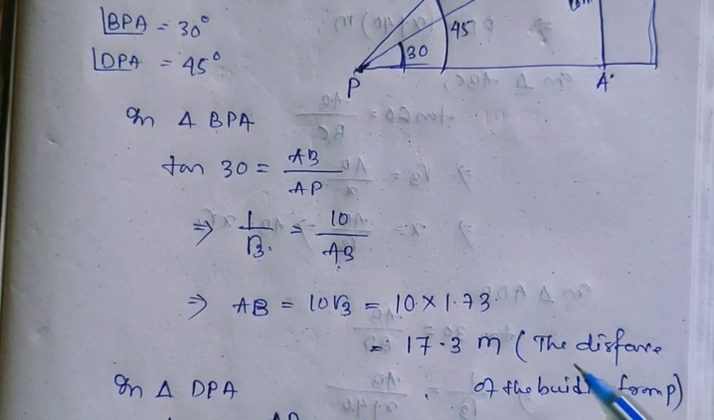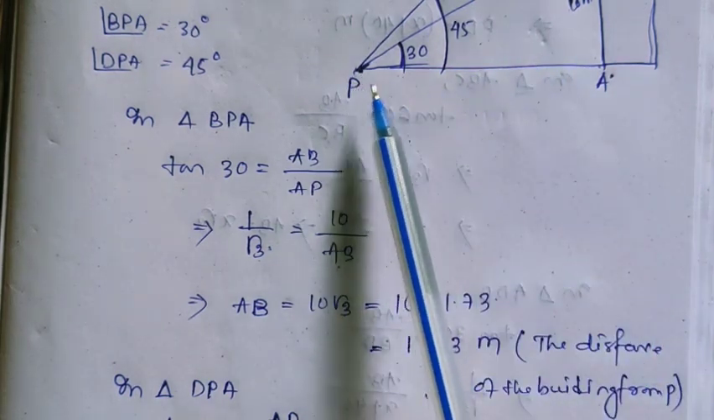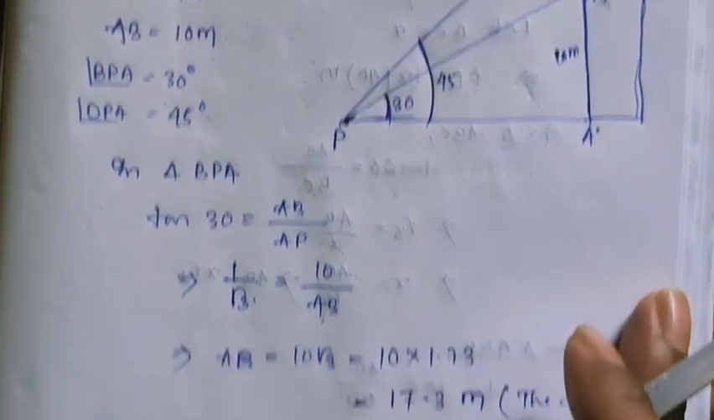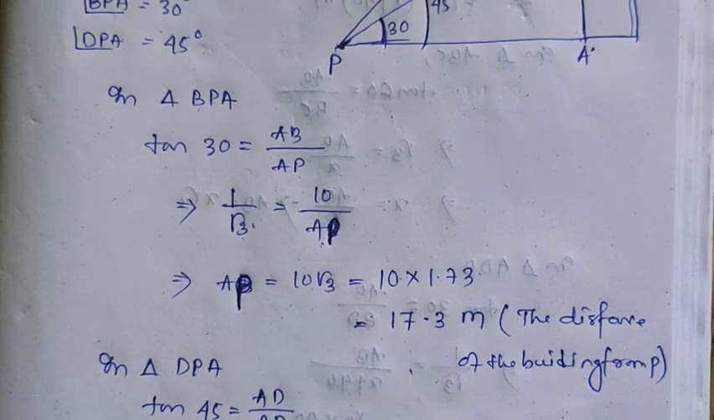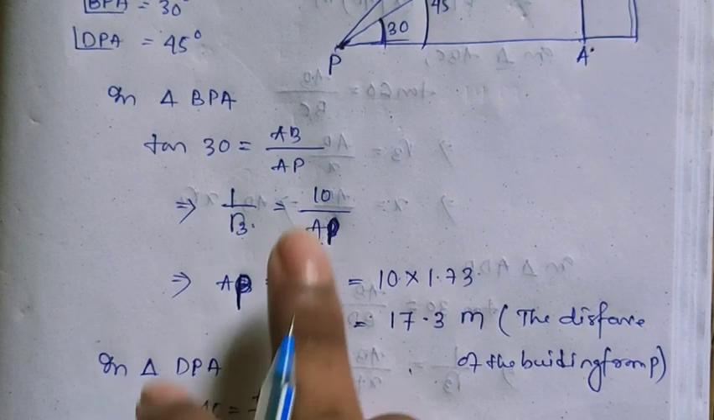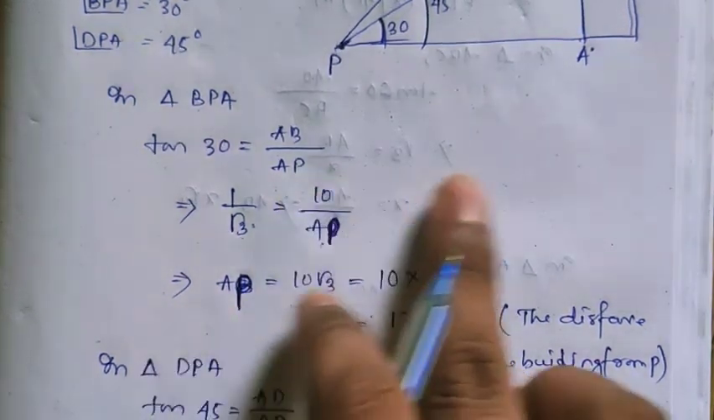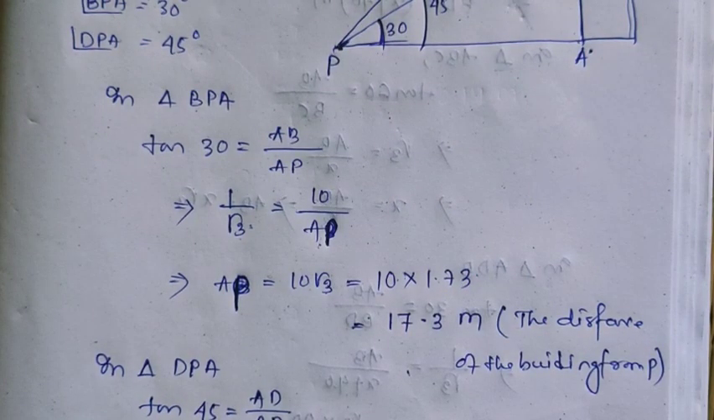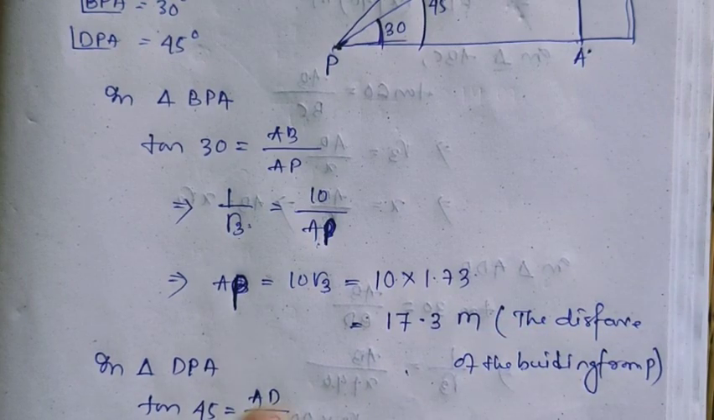This is the distance of the building, because we have found, sorry, what we have found is your AP, my mistake. This is your AP we have found, because here is AP. AP is equal to 17.3. So AP is the distance of the building from the point P. Understand?